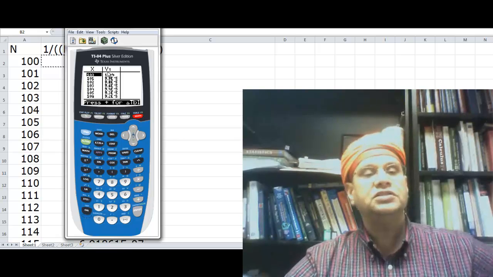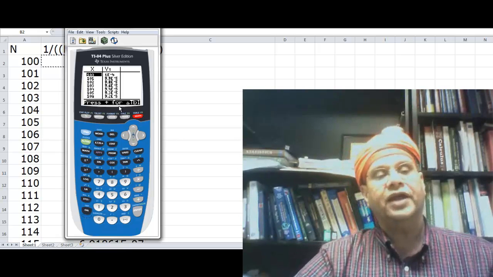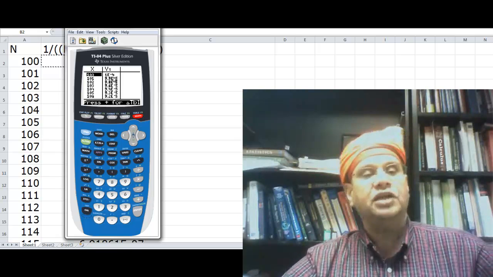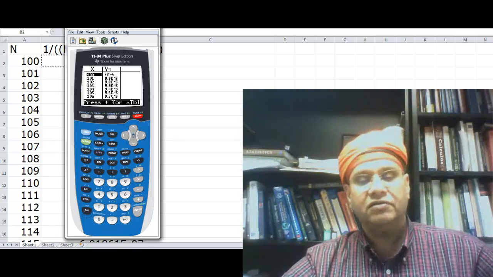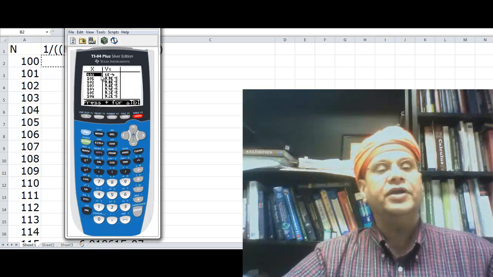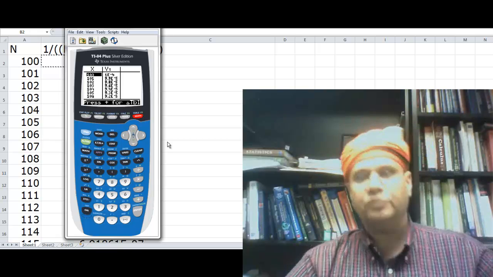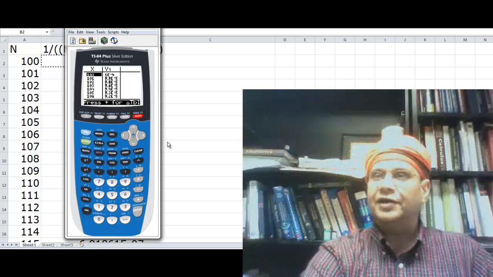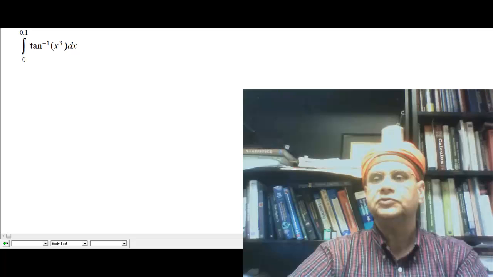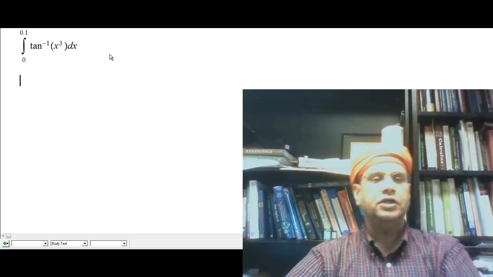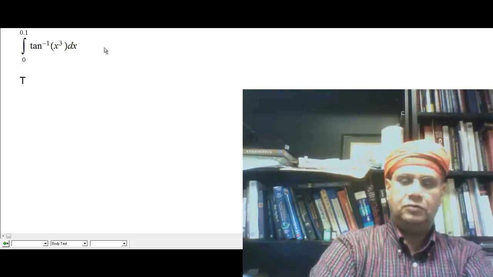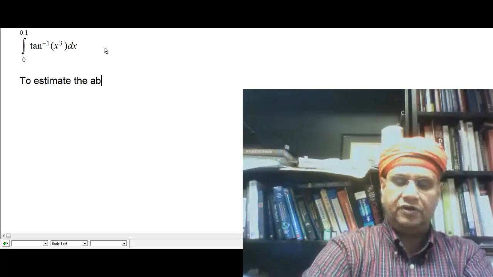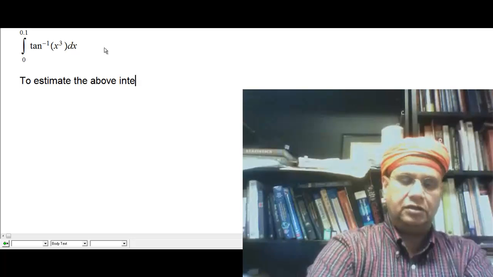So here you can see, capital E means 10 to the power minus, so here 10 to the -4, etc. That's how it's going. Makes sense. So you can use your calculator to get these values to that tune. So what we would like to do here is first estimate the above integral, right?